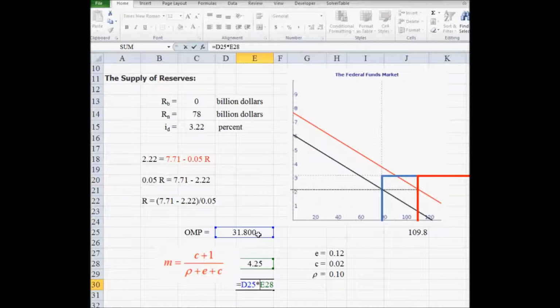To get the increase in the money supply, you multiply the open market purchase by the money multiplier of 4.25, and you get an increase in money supply of $135.15 billion.